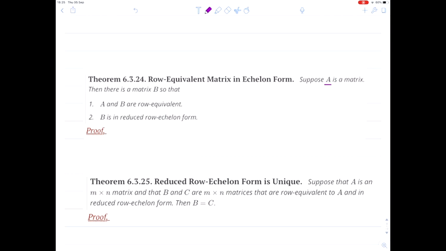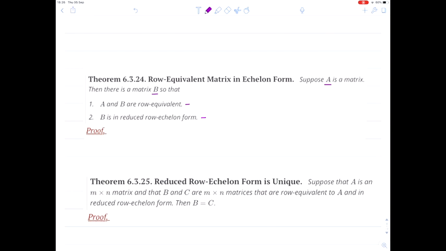Suppose A is a matrix, then we can always find another matrix B where A and B are row equivalent, so they represent equivalent systems, and B is in reduced row echelon form. So you can always put a matrix into row echelon form.